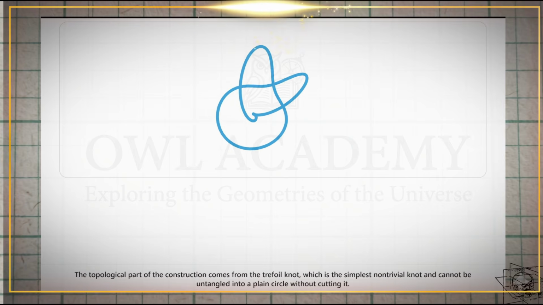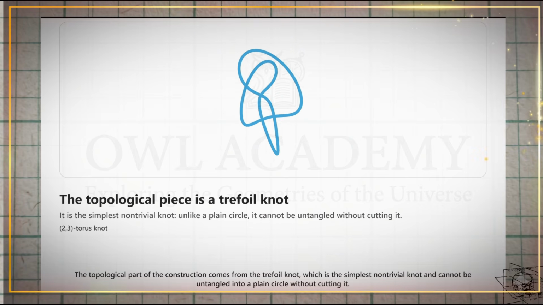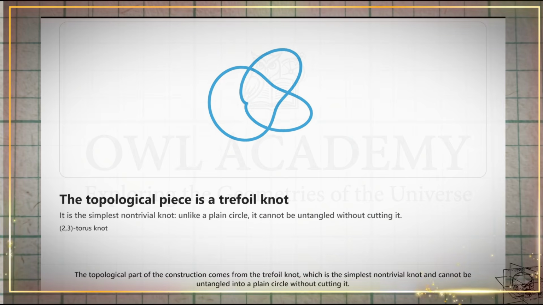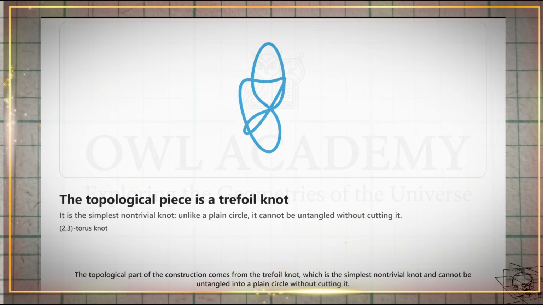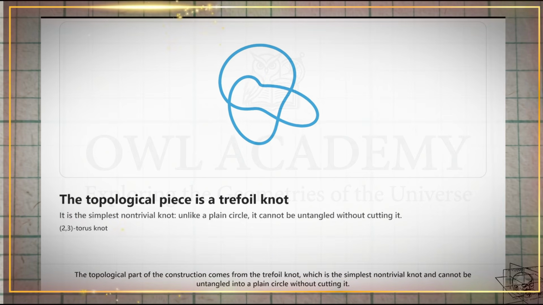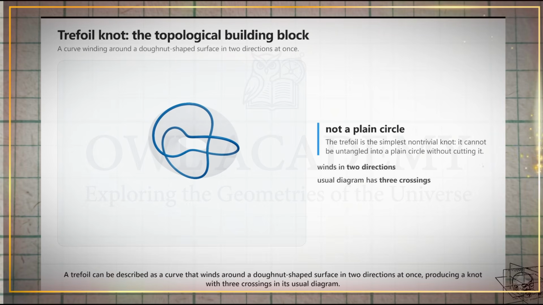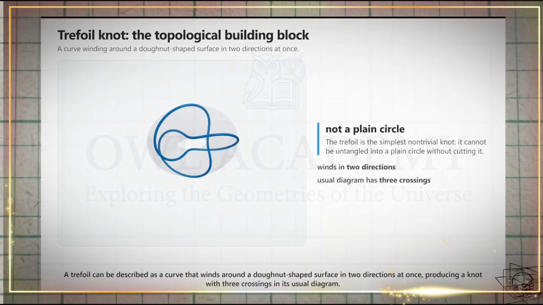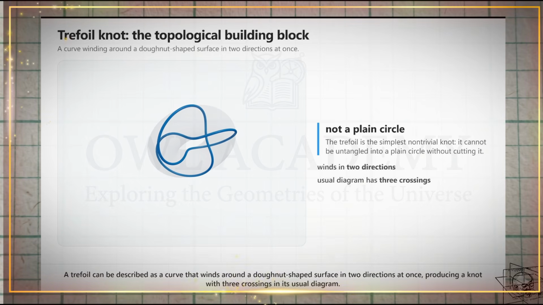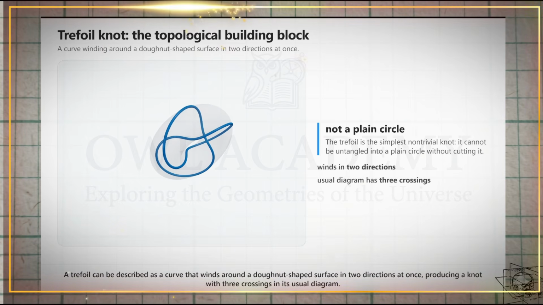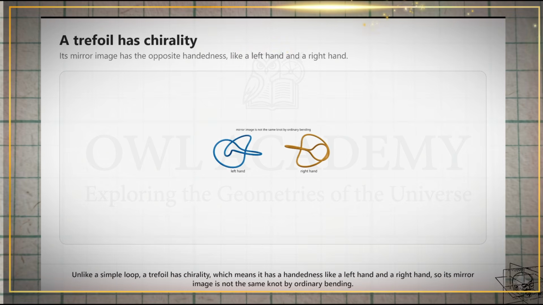The topological part of the construction comes from the trefoil knot, which is the simplest non-trivial knot and cannot be untangled into a plane circle without cutting it. A trefoil can be described as a curve that winds around a donut-shaped surface in two directions at once, producing a knot with three crossings in its usual diagram. Unlike a simple loop, a trefoil has chirality, which means it has a handedness like a left hand and a right hand, so its mirror image is not the same knot by ordinary bending.